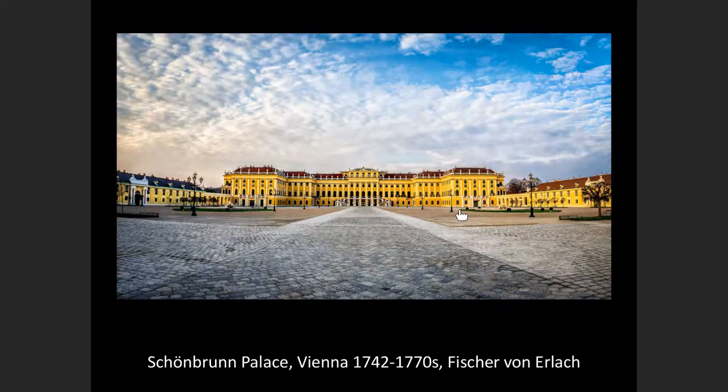This is just on a massively larger scale than anything Palladio had done. But you know, this sort of courtyard with the wings stretching out and the little pavilions coming off the ends, that's very Palladian. So that's another example of how Palladio remains a consistent driving force in architecture for a long time.